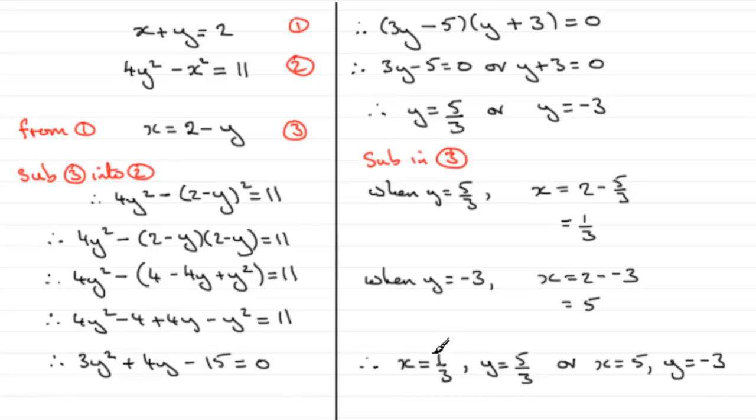But why would I encourage you to write x before y? Well, quite often questions like this could be worded by saying, where do these two curves intersect? And if you're asked that, you'd have to give them in coordinate form. So there'd be two points of intersection at the point 1/3, 5/3, and at 5, minus 3. So it's always a good idea to write your x before your y, right? Okay, well, I hope that's given you some idea. And this question is worth 7 marks.